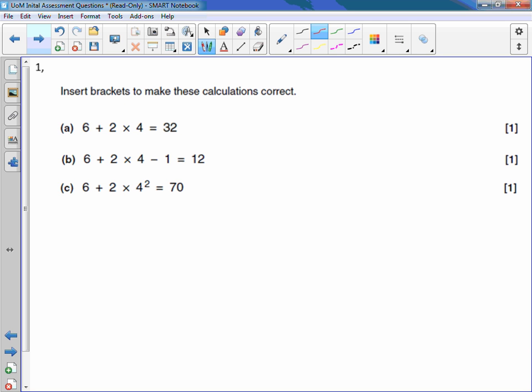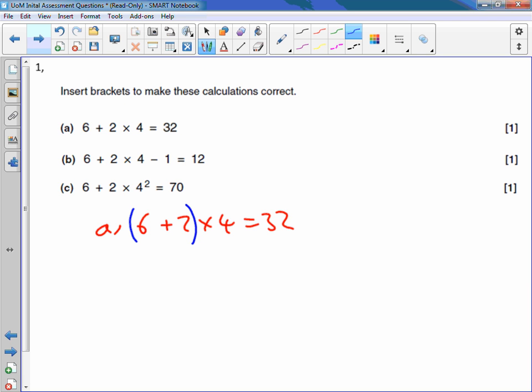So part A. We've got to start with 6 plus 2 times 4 equals 32. If we just use our ordinary order of operations, we'll do our 2 times 4 first, which is 8, plus 6 is going to be 14. Well, that's clearly not 32, so that's currently incorrect. Now, normally in our order of operations we do multiplication first. However, putting in brackets around the addition would mean that we would do that first, followed by the multiplication. So let's stick those brackets in and see what happens.